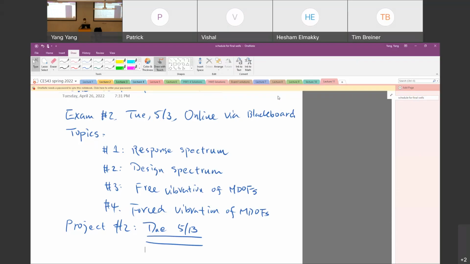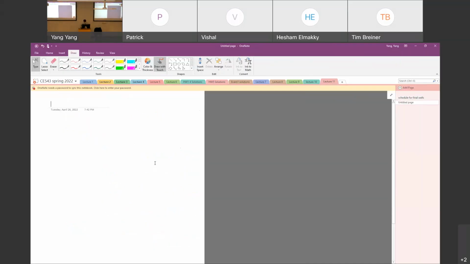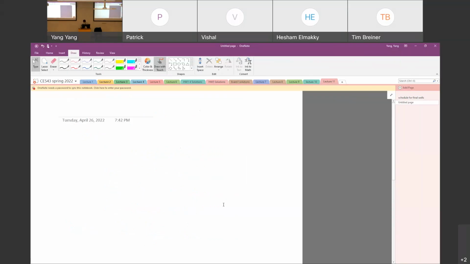That's because I believe that's a natural extension of what we have learned, because we know how to calculate the response of a single degree of freedom system under earthquakes by numerical integration. And from your project one, you have had a very extensive practice in that part. But tonight we will focus on how to calculate the responses of the MDOF systems. So that's about the forced vibration of MDOF systems.